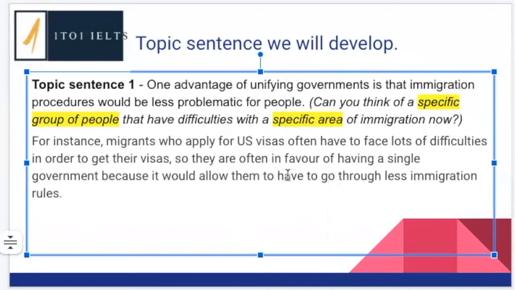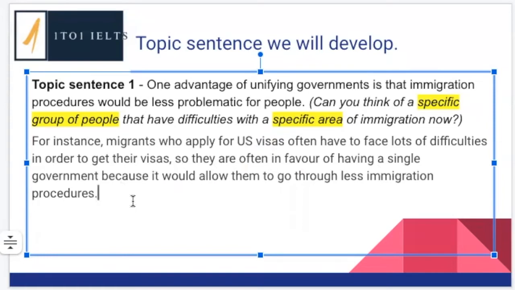So rather than saying allow them to have to, you just say allow them to go through less immigration. So are they going through rules? So you don't really go through a rule. What would you go through? Procedures, yeah, that would be better here. So they often favor having a single government because it would allow them to go through less immigration procedures. Okay, so now our vocabulary and grammar is fixed.